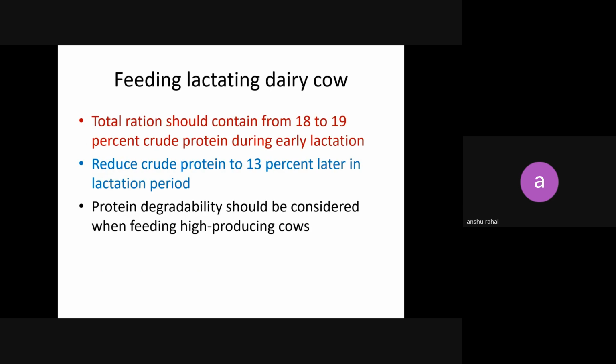When we are feeding lactating dairy cows, the total ration should contain about 18 to 19% crude protein during early lactation, and you should reduce the crude protein to 13% later in the lactation period, because with the passage of time, milk production decreases, and there is no more requirement of protein for milk production. The protein degradability also should be considered when you are feeding high producing cows.